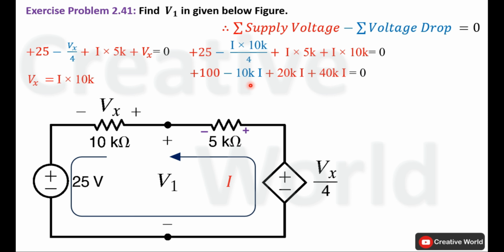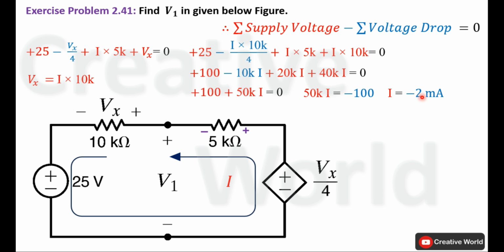Now add values that include variable I together. The equation will become plus 100 plus 50kI. Place plus 100 on the other hand side of equal. It will become 50kI equal to minus 100. Divide on both sides with 50k to calculate the value of current I, that will become minus 2 milliampere.